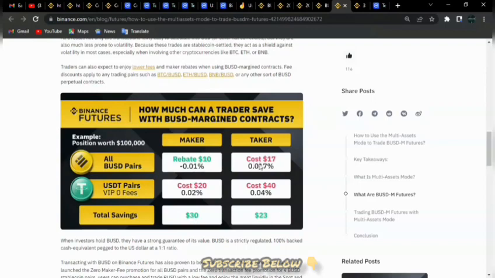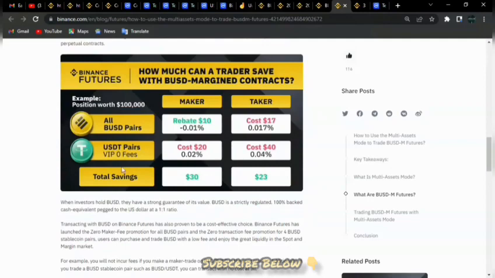Now for the taker order, you need to spend about $17 for BUSD pairs. For the USDT pairs you'll be spending about $40. So here you'll be saving about $23. These are the total savings and total differences, so you want to be aware of these basic differences.